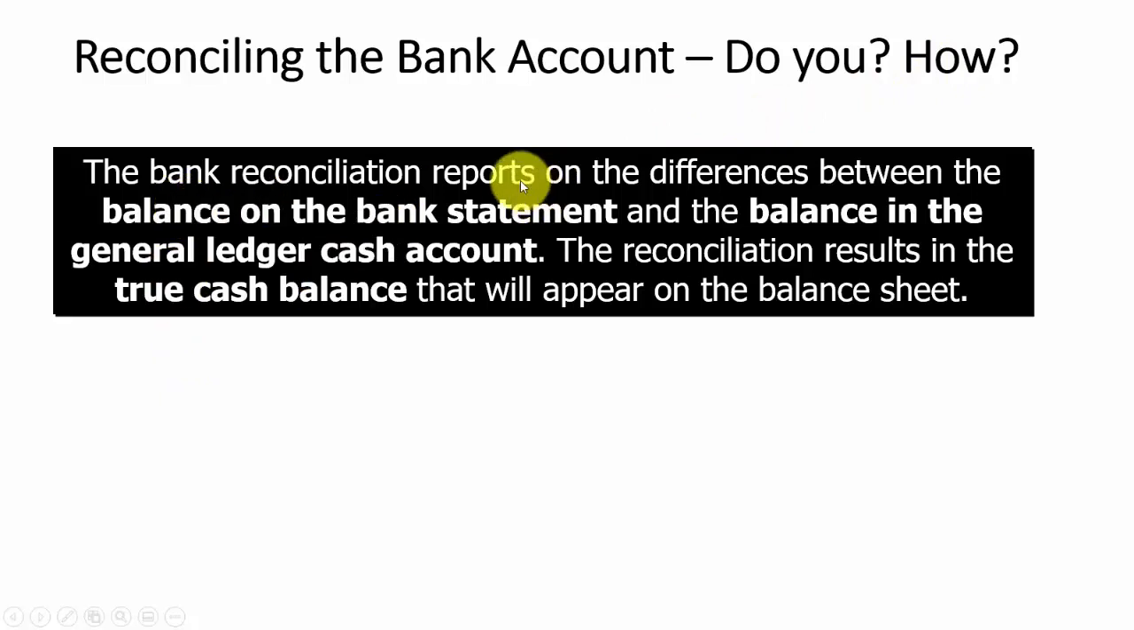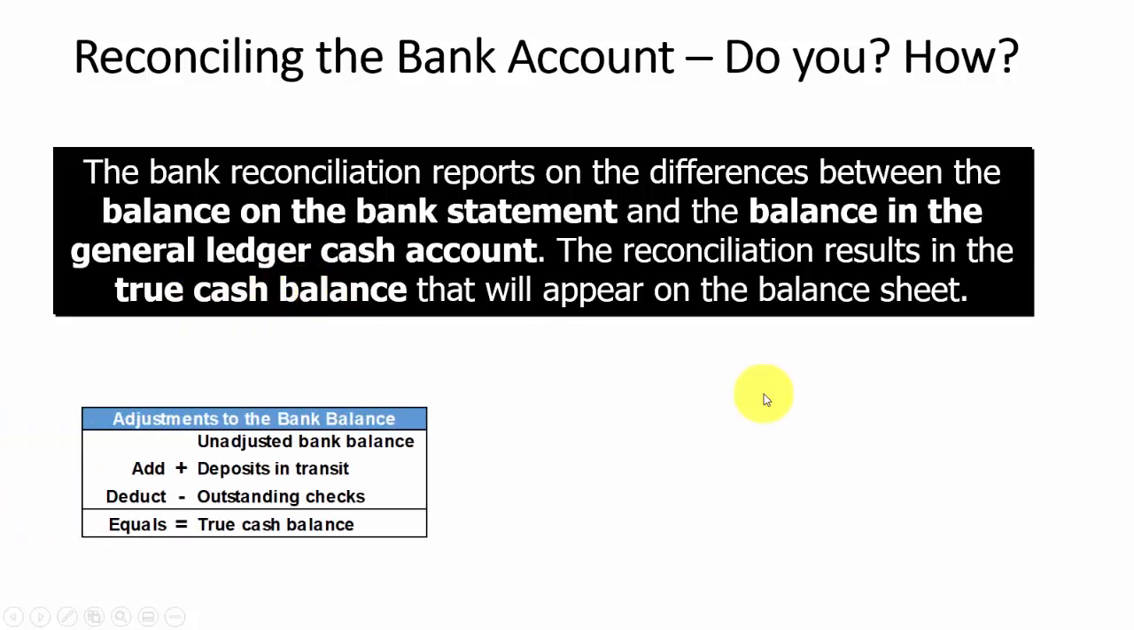The bank reconciliation reports on the difference between the balance on the bank statement, you know, when you get a bank statement every month, you see what balance you've got there, and the balance in the general ledger account. If you were keeping books with QuickBooks or some other accounting software, you would have a general ledger balance of cash. You would compare that to the balance on the bank statement, find out what the differences were, and do a reconciliation so that you would have the true balance of cash. That's what we're trying to shoot for, the true balance of cash.